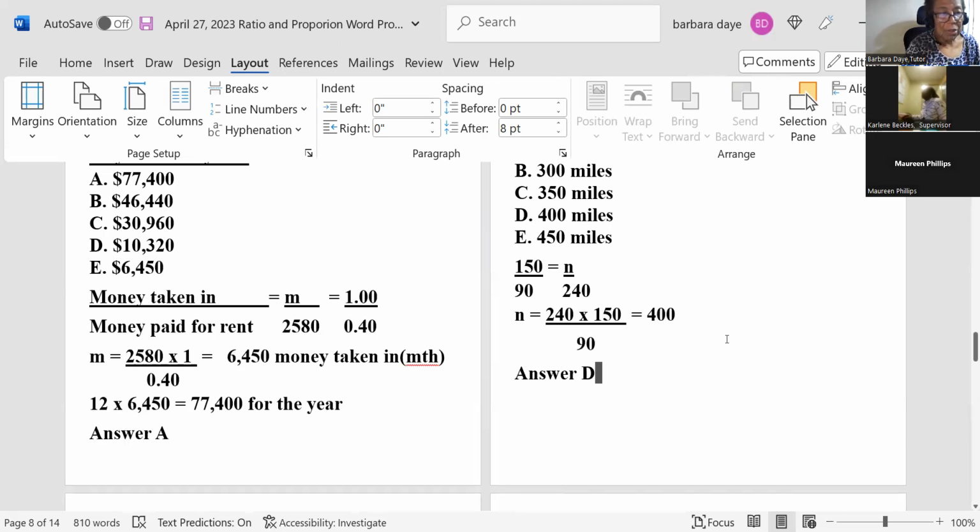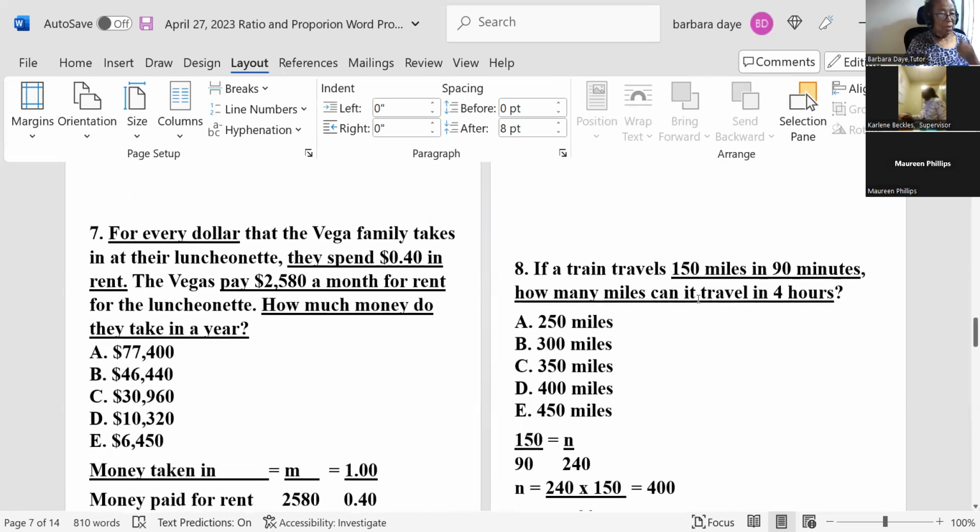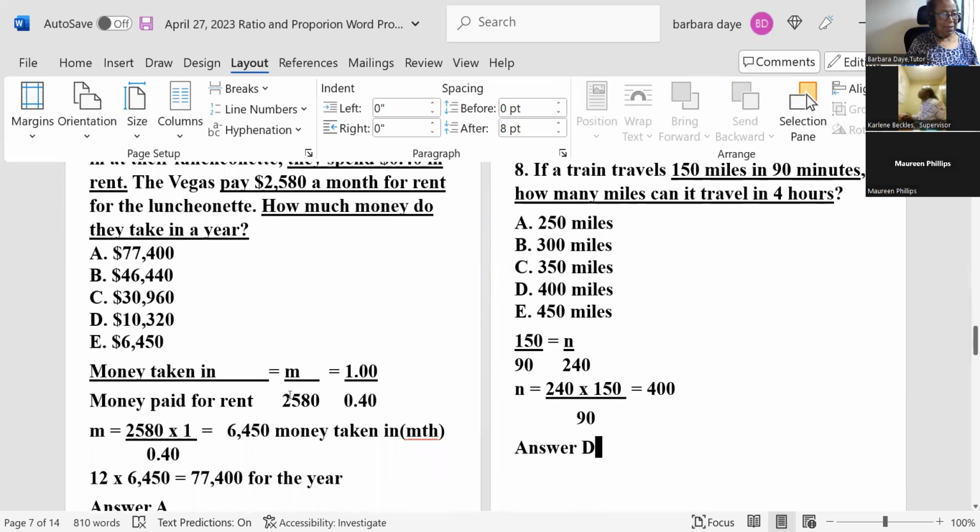Okay. The one that was a little bit confused was number 7. The one with the money, yeah. That one was a little involved because they gave you an amount in rent, but they gave it to you both as a percent and an amount. 40 percent represents out of a dollar is 2,580 out of some amount. So we had to find that amount. That's what we got, the 6,450.